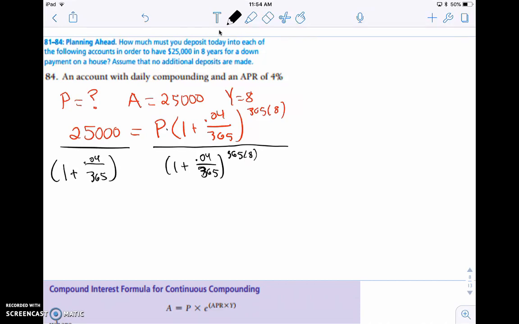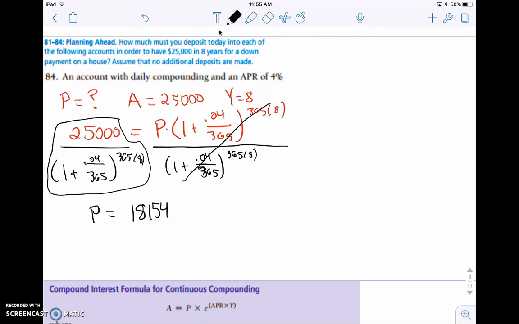Just using some simple algebra. What happens is these things cancel out over here, and we get principal equals this thing right here, 25,000 divided by 1 plus 0.04 over 365 raised to the 365 times 8 power. So again, this becomes calculator work. Make sure that you're able to type this into a calculator and get the value of $18,154.04.